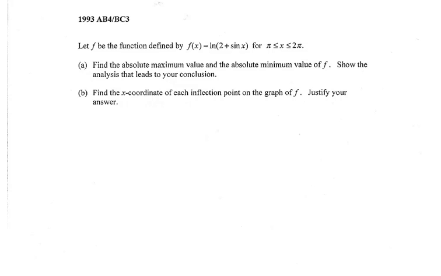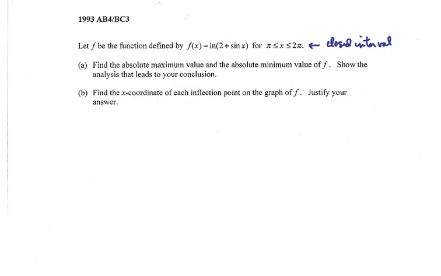All right, 1993, AB4. Let f be the function defined by f of x is the natural log of 2 plus sine of x for x greater than or equal to pi and x less than or equal to 2 pi. I would note that we have a closed interval here, and so I would expect to be asked about absolute minimum and absolute maximum values, and lo and behold, in part A we are.